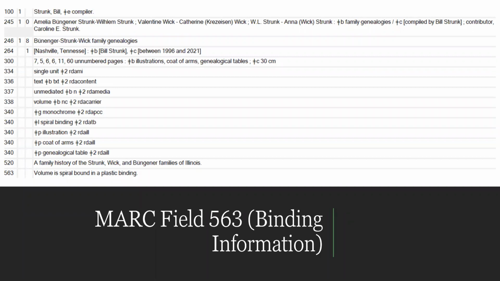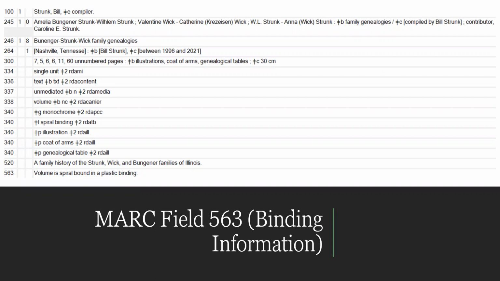Okay, so MARC field 563 is for binding information. Again, the 563 field is optional. Both indicators are blank. OCLC bib formats and standards defines the 563 field as a note about binding information for primarily antiquarian materials, rare books, and other special collections. Do not use for serials bound together after publication for shelving and storage purposes. So you're not always going to be using the 563.